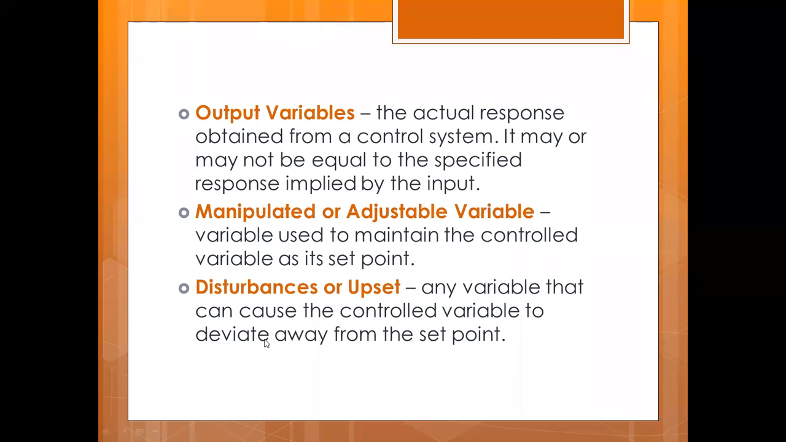Now we have the disturbances or the upsets. These are any variable that can cause the control variable to deviate away from the set point. So anything that will alter the value of our control variable, that is our upset or disturbance.